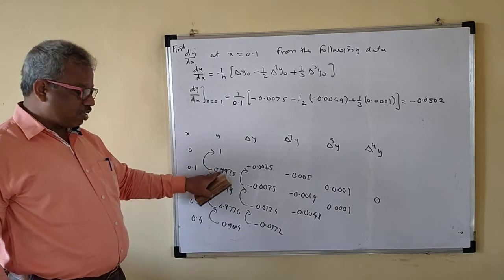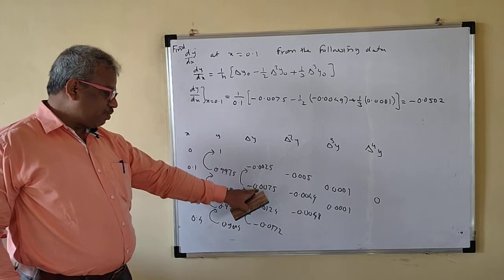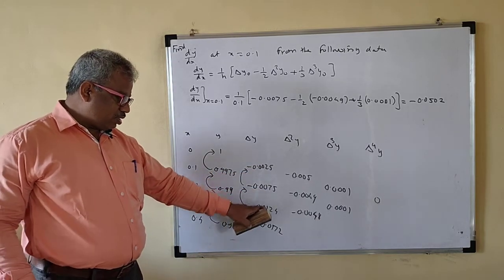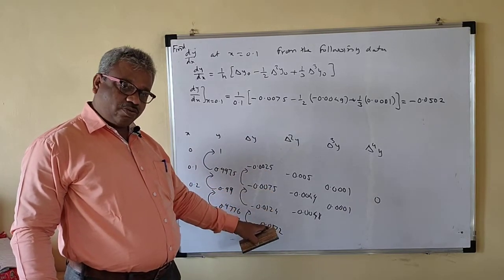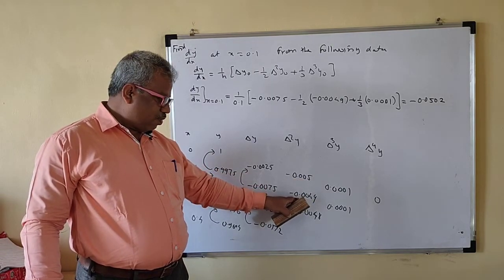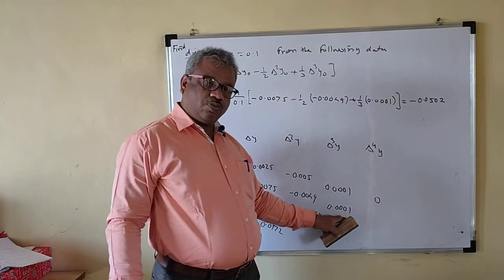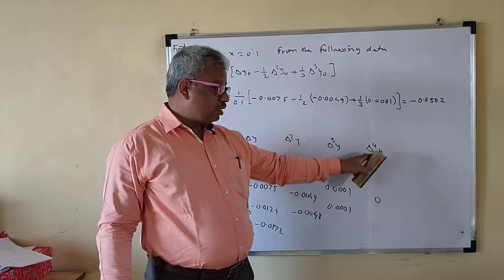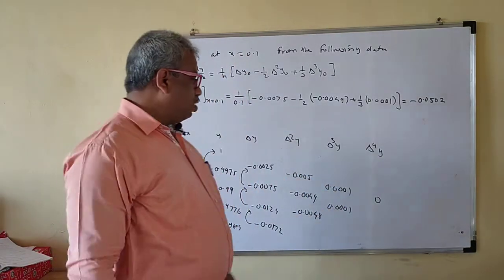This is your x naught, this is y naught, this is y1, y2, y3. Now this is your del y naught, del y1, del y2, del y3. This is del square y naught, del square y1, del square y2. This is del cube y naught, this is del cube y1, there is no del cube y2. Now this is del raised to 4 y naught. Here del raised to 4 y1 is 0 and so on.